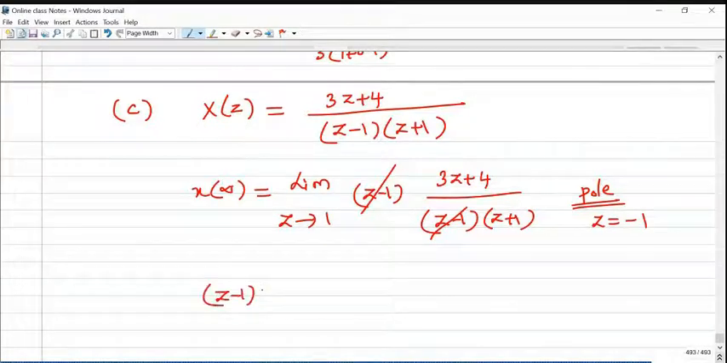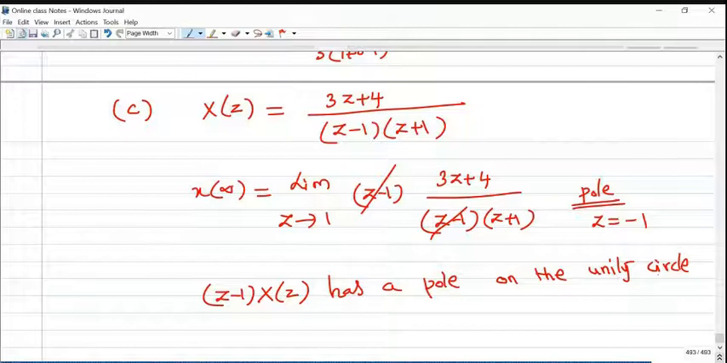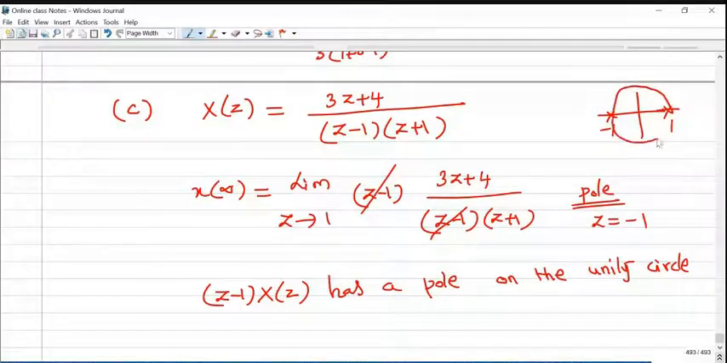So write down that (z minus 1) X of z has a pole on the unit circle. On the unit circle means the radius of the circle is 1. z equals minus 1 or z equals 1, anyway your radius is the same. So if any pole is on the unit circle also, this formula is invalid. So x of infinity is not defined.